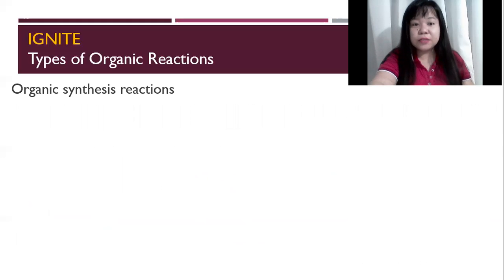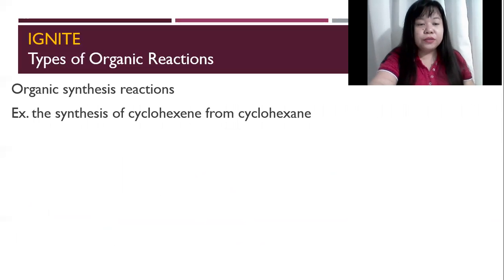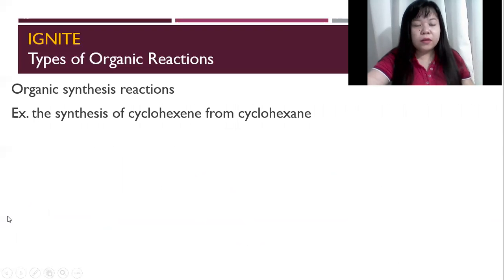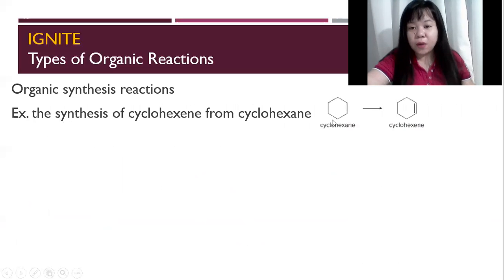Next, organic synthesis reactions are basically combinations of all of the different processes. Of course, it should lead to the synthesis or formation of a desired product. So, for example, in the synthesis of cyclohexene from cyclohexane, in general, that would be this process. Cyclohexane forming cyclohexene. Notice that if it's just a one-step process, then what kind of process is it? It's going to be an elimination process.